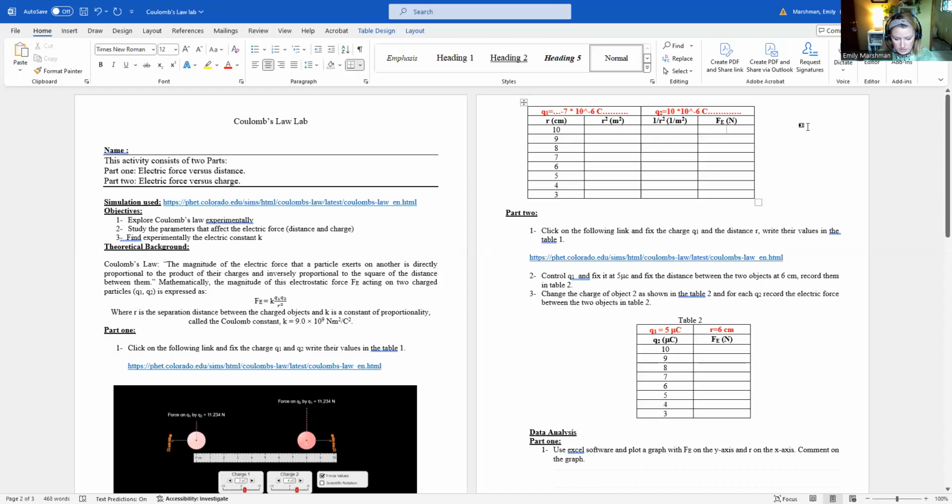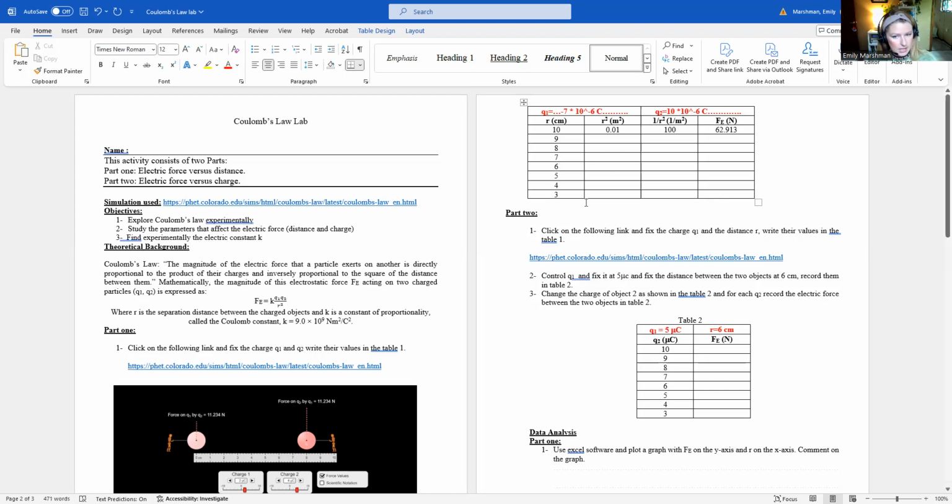Back to the table. You will type in 62.913. You're also asked to determine r squared and 1 over r squared, because remember, in Coulomb's law there's an r squared on the bottom. Let's calculate that in meters. It was 10 centimeters, so that's 0.1 meters. Then I square it, so that's 0.01 meters squared. Then I take the inverse of that and write it in the next column: 1 divided by 0.01 is 100.